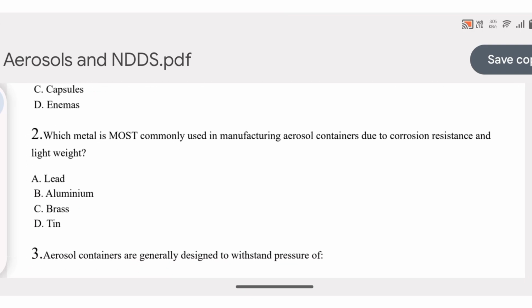Next, which metal is most commonly used in manufacturing aerosol containers due to corrosion resistance and lightweight? The correct answer is aluminium because it is lightweight, it is corrosion resistant, and also it is easily shaped. So the right answer will be aluminium.